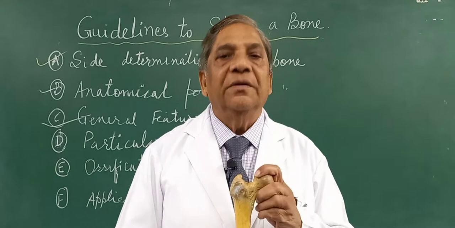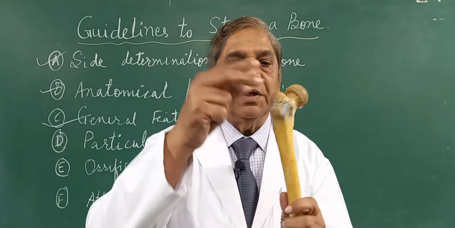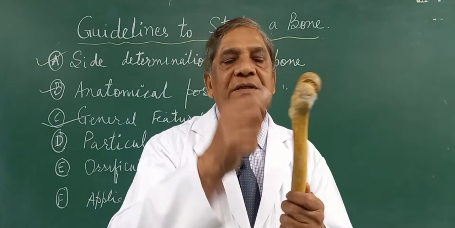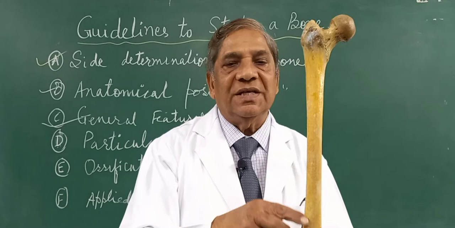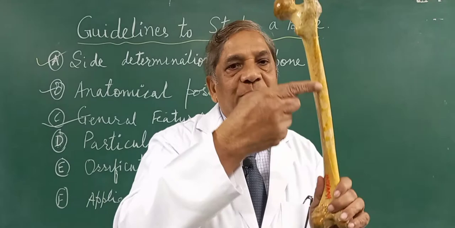For example, you have to learn first the head, then the neck, then at the upper end there is a greater trochanter. See, this irregular big bony mass is called the greater trochanter, which I told you about in the previous video. Then this conical projection is called the lesser trochanter. There are three borders in the shaft. This is the lateral border, because the head is towards the medial side. So this is the rounded medial border, this is the lateral border, and that linea aspera or bony ridge, which is present on the posterior side, is the posterior border.